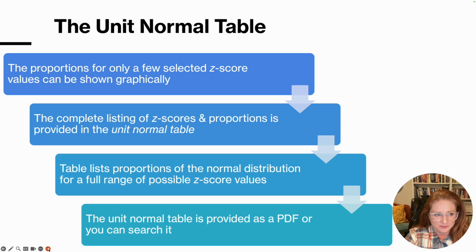Some other points about the unit normal table. The proportions for only a few selected z-scores can be shown graphically, right? Like, you can write 0 and 1 and 2, and on the left-hand side, -1 and -2. You can even do like 1.5 and -2.25. But you can only do so many, right, before it gets crazy town. So you can't do them all. So that's where we have a graph, the complete listing of the z-scores and proportions provided in the unit normal table. The table lists proportions of the unit normal distribution, full range, down to like 0.0493, right? The decimals keep going.